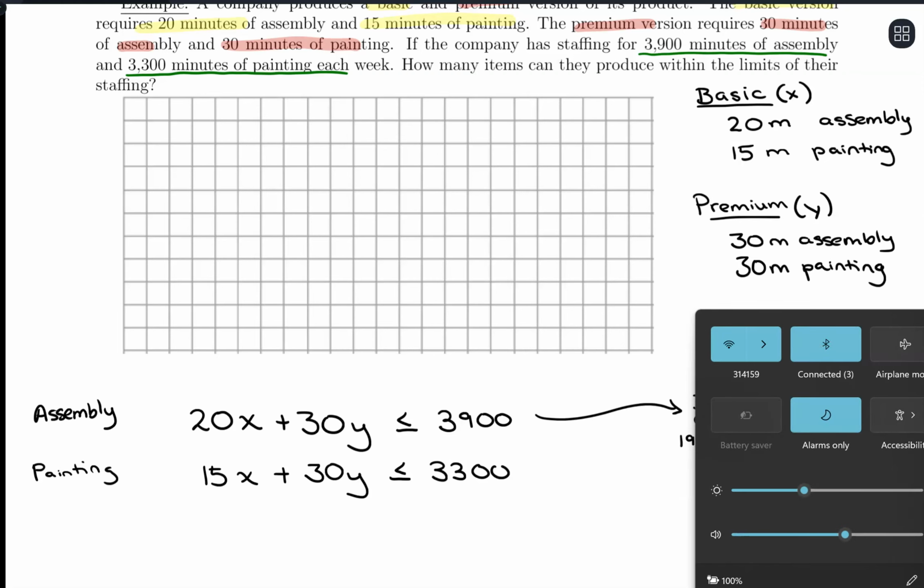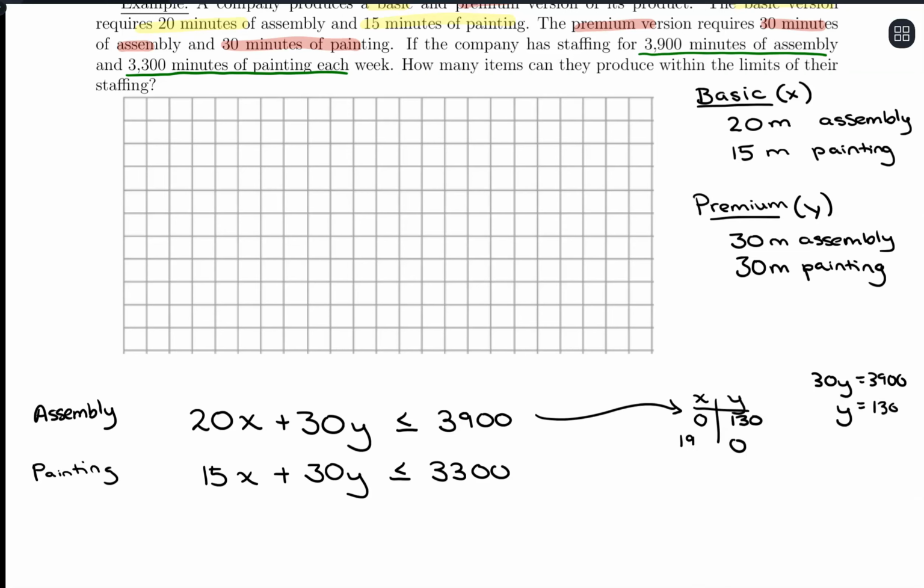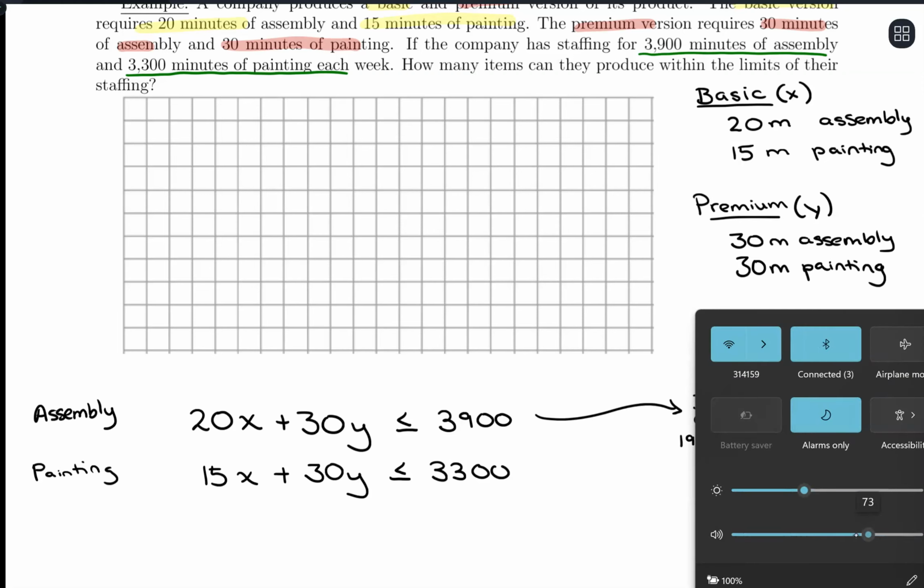Oops. Nope, sorry. Okay, there we go. Sorry, the menu got in the way there. All right, 0, 130, and 195, 0. Sorry, I realized I just turned the volume all the way up on my computer, and I don't want to scare you if anything pops up.